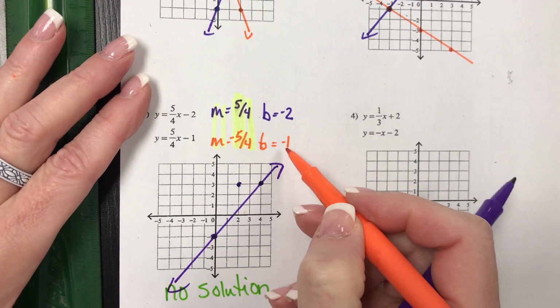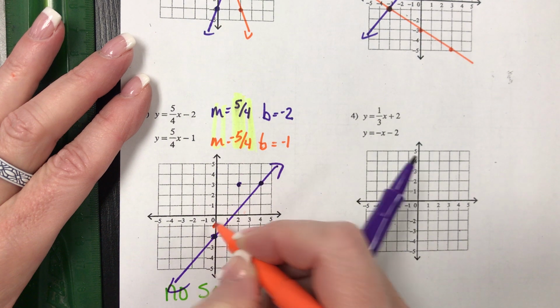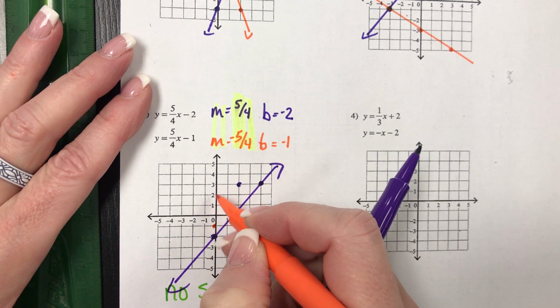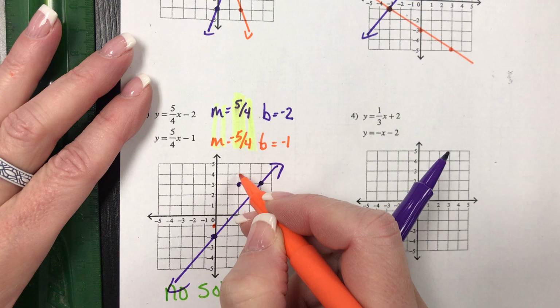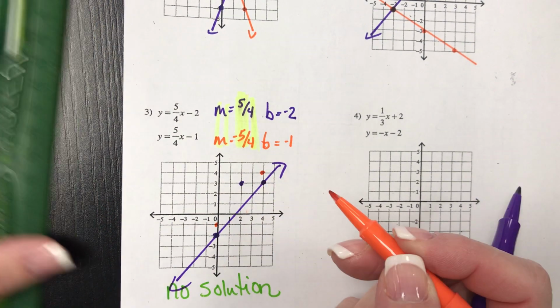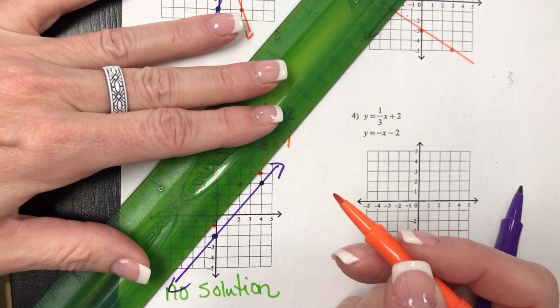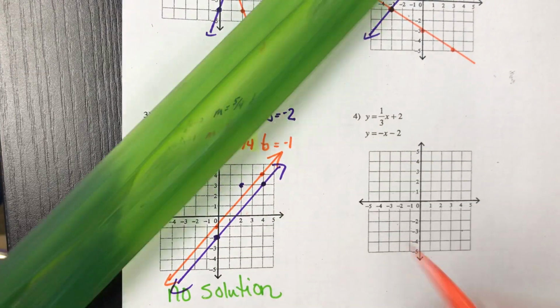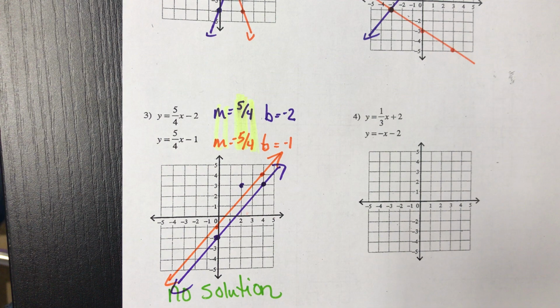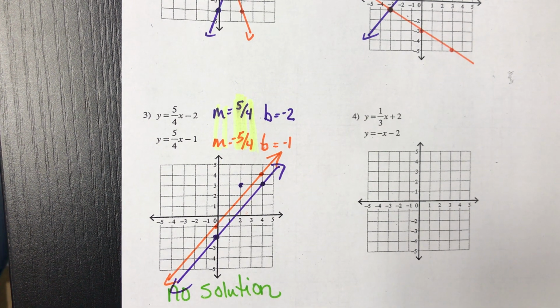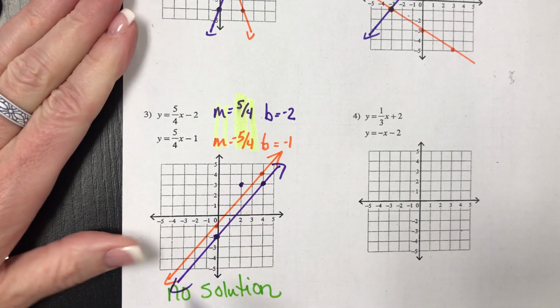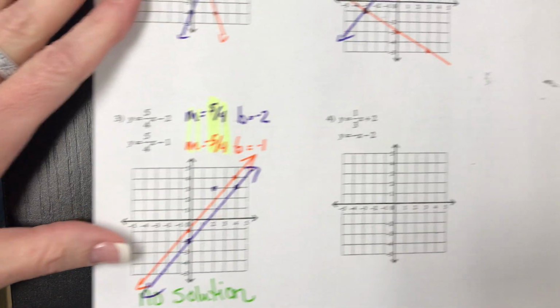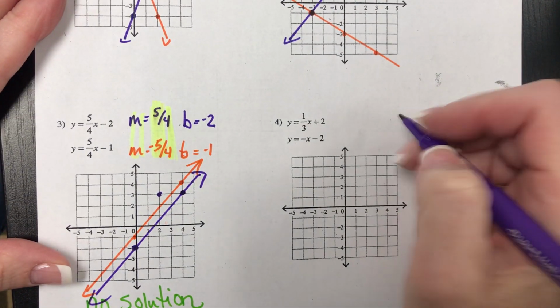All right, and then we got negative 1 and 5 fourths. So 1, 2, 3, 4, 5. 1, 2, 3, 4. So there are our parallel lines that will not touch, so there will not be a solution. There's not one ordered pair that these two lines would have in common. Okay. All right, moving on to number 4.